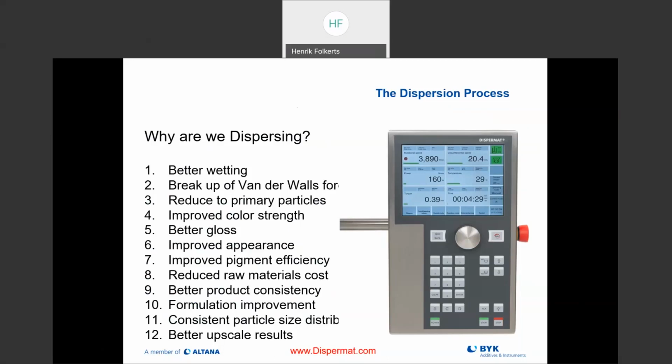the less pigment I have to use. So I'm much more efficient. That also means I can put in less material, so that helps me with my cost savings. I will also have much better product consistency with proper dispersion. My formulation is obviously going to be improved. I also will have a more consistent particle size distribution and better upscale results because of that.